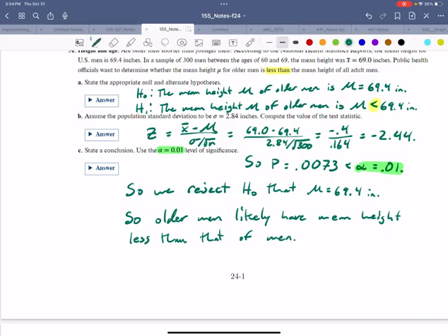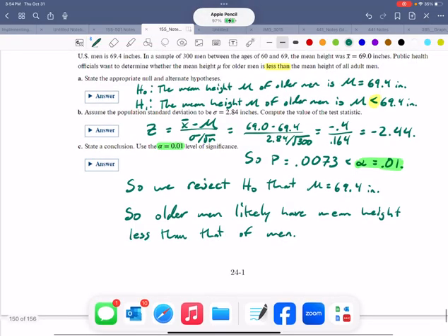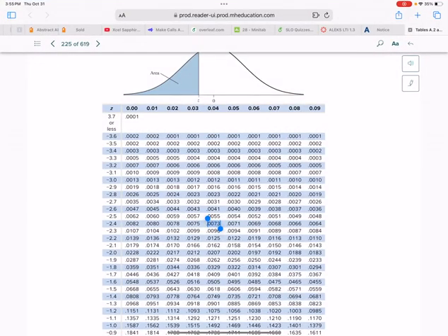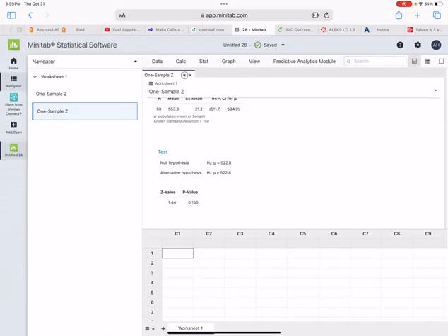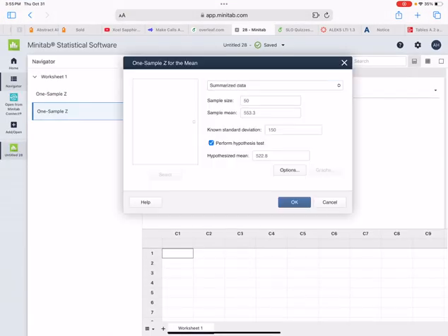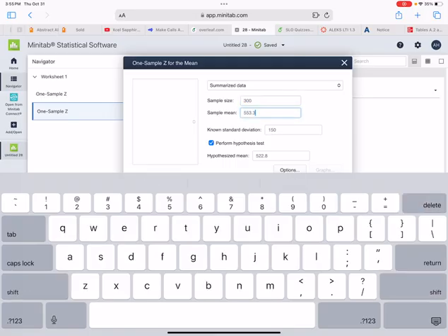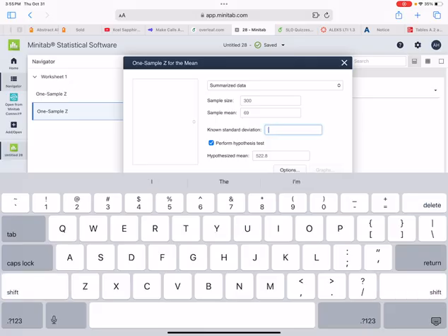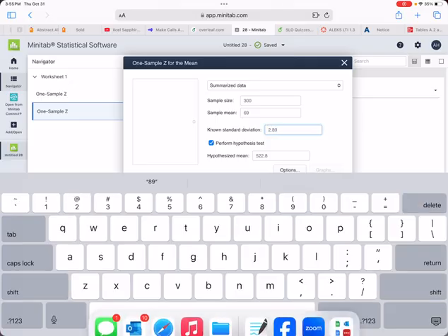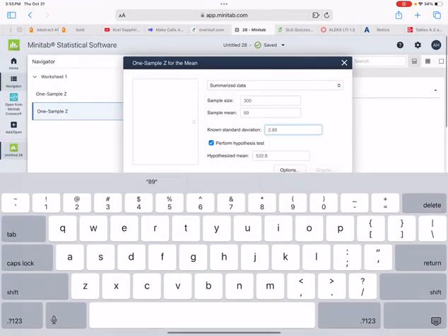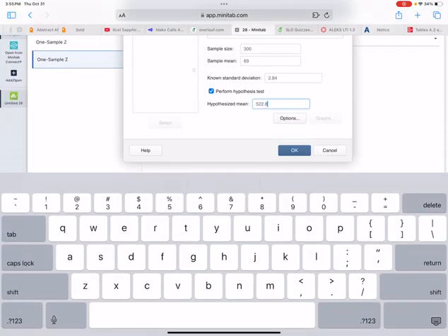Okay. Now, how would we do this in Minitab? It'd be a little bit quicker, I suppose, because we don't have to calculate the test statistic. But of course, they asked us to, so we kind of need to. But anyway, basic stats, one sample Z. The sample size was 300. Sample mean was 69. The known standard deviation, I want to say it was 2.89. Was that correct? No, 2.84. See, glad I looked. 2.84, perform a hypothesis test.